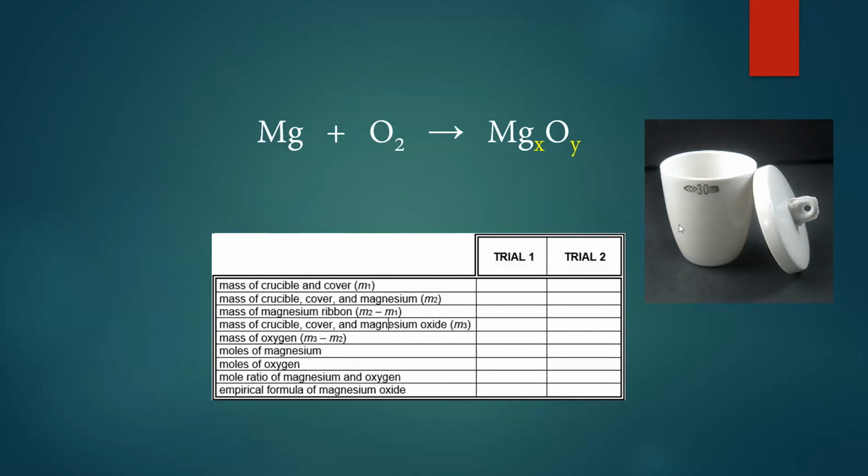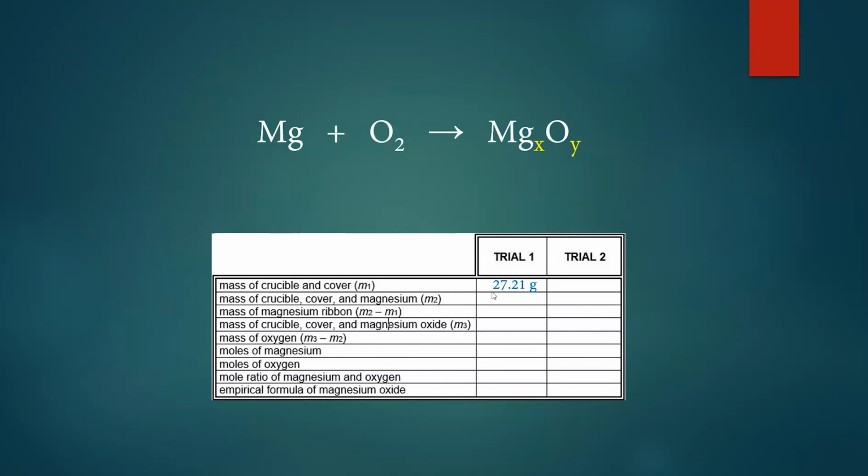We'll be carrying out the reaction in one of our crucibles and covers. So the first thing we'll need to do is to rinse off the crucible and cover with deionized water to get any material, any dirt out of there, and then dry it over the Bunsen burner flame for a couple of minutes to make it dry, and then we can simply record the mass of the crucible and cover into our first blank in the table, which is M1, the mass of the empty crucible and cover. So in this case, our crucible and cover weighed 27.21 grams.